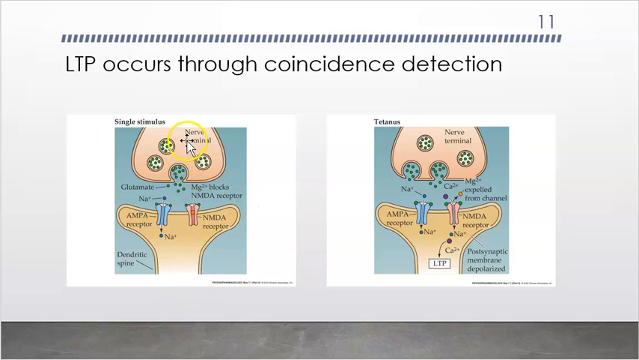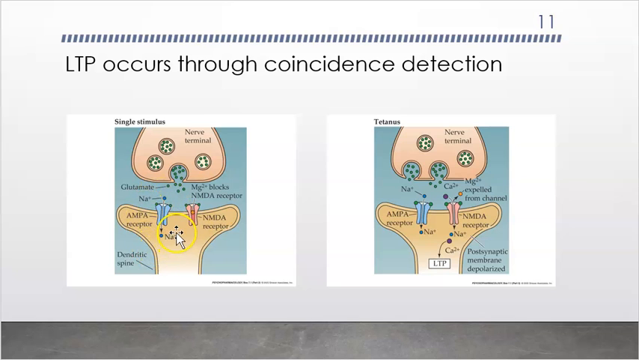What happens is with a single stimulus, we've got release of glutamate from the presynaptic cell. It enters the AMPA receptor, and it's all good and well, but because we only get a little bit, not enough sodium enters the postsynaptic cell for there to be a postsynaptic membrane depolarization.